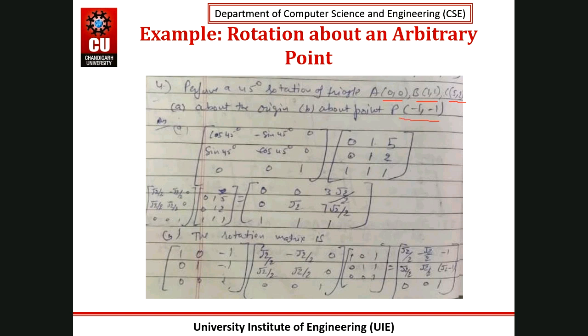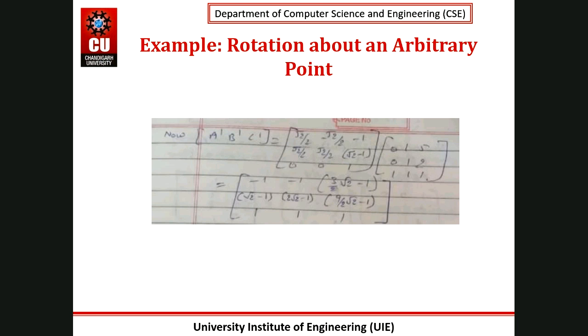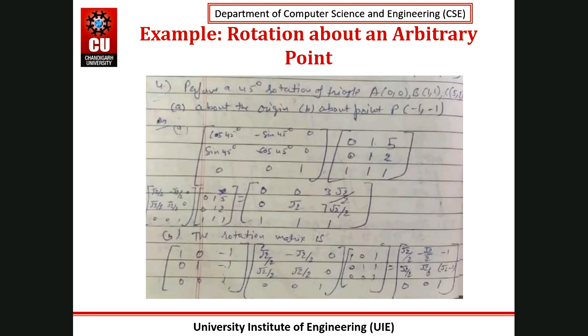So the matrix will be, this is translation, this is rotation, and this is again inverse of translation. Why is minus one coming here? The reason why minus one is here is because the point given is minus 1 comma minus 1. And when we perform the reverse translation, minus minus is plus. That's why it is written as 1 comma 1. Whenever I multiply these three matrices with each other, I get the final rotation matrix. Let's say the final rotation matrix is this one.